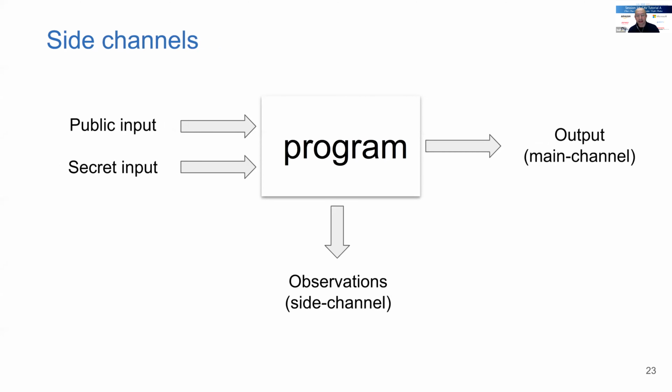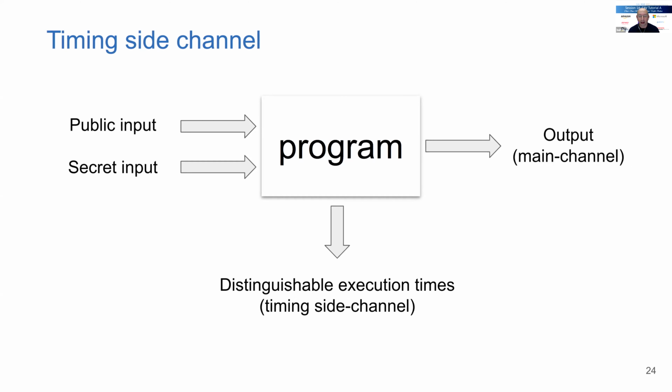These observations, like execution time and memory usage, are the side channels, and the output of the program is the main channel. You can use quantitative information flow analysis to quantify leakage through both the main channel and the side channels. But side channels are the more interesting area, because there is a lot of unintentional leakage through side channels typically. Execution time is one of those. You can have timing side channels through execution times.